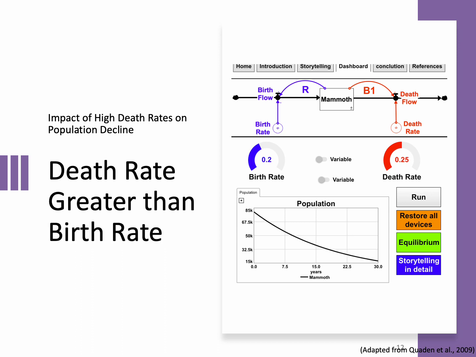In this slide, we simulate the case where the death rate exceeds the birth rate in the mammoth population. In this scenario, the mammoth population declines, which may result from factors such as intensive mammoth hunting or the spread of diseases. This scenario demonstrates how an imbalance in birth and death rates can lead to a significant decrease in population. It is crucial to understand how these external factors can influence population dynamics and conservation strategies for species like mammoths.